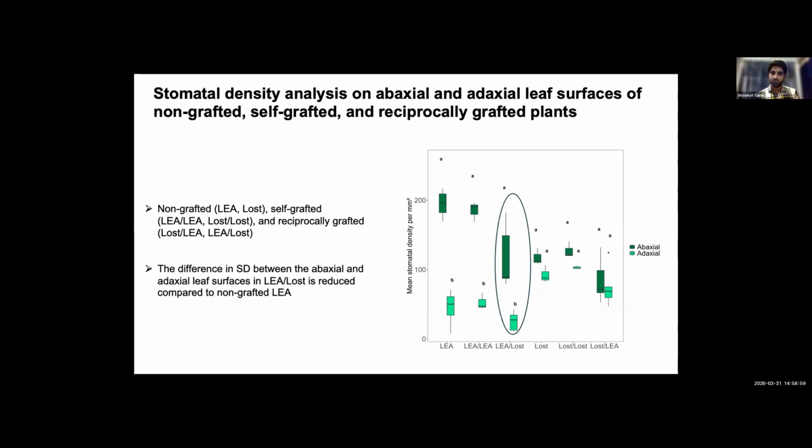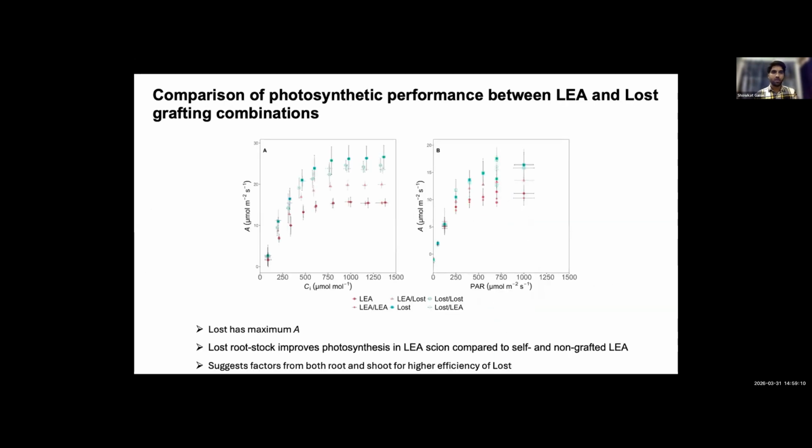So we wanted to know how this difference in the stomatal density could be translated into photosynthetic performance. We saw that in these grafting combinations, it was still the Lost which had the highest carbon assimilation rates, whether in the A/Ci or the A/Q curves. But again, here we were most interested in analyzing the Lea that was grafted on the Lost as compared to the non-grafted Lea or the Lea grafted on itself. The photosynthetic capacity of the Lea that was grafted on the Lost was higher. So we could say that the Lost rootstock improves photosynthesis in the Lea scion compared to the self-grafted and non-grafted Lea.